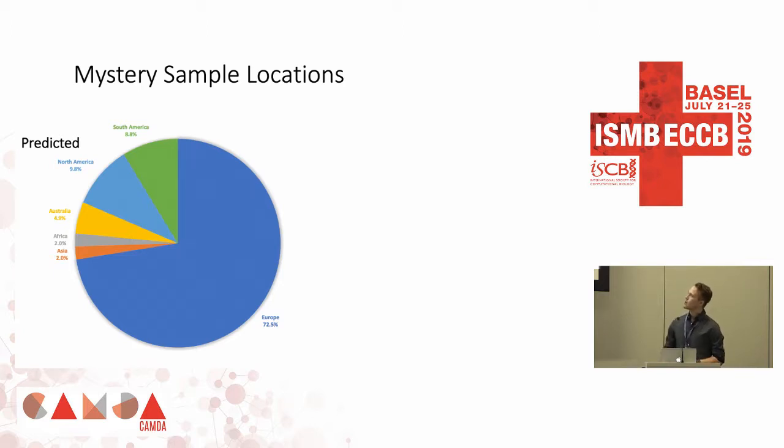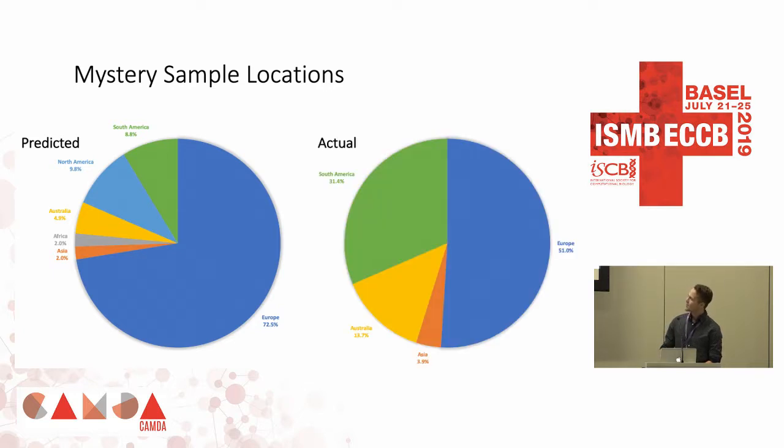Now, before we even had the sample labels from CAMDA, we wanted to see if our model could just give us a distribution and predict what the breakdown of the mystery samples might be. This was our prediction before we'd received the labels. This is our prediction after we received the labels. So Europe makes a much smaller portion of these pies, and also North America is completely absent from the samples.